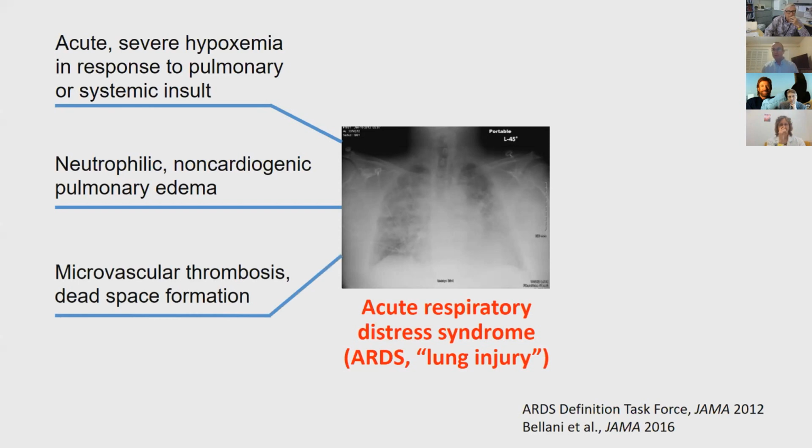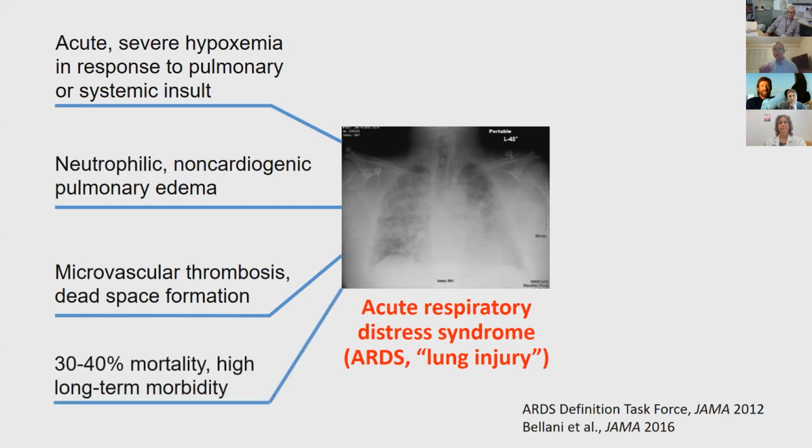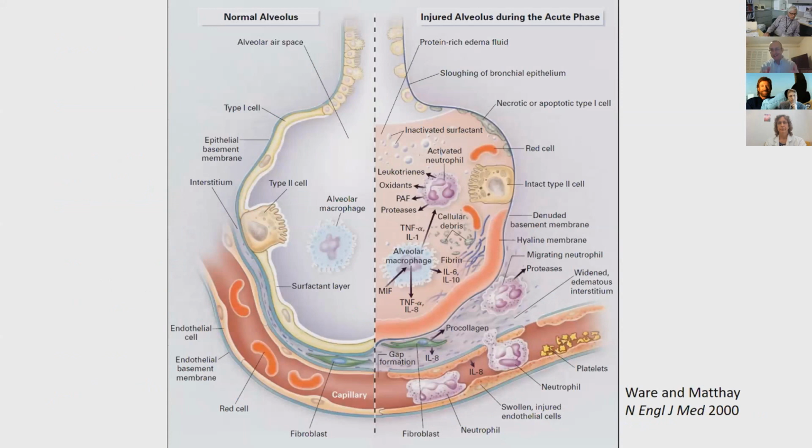Furthermore, there's known microvascular thrombosis in ARDS, and this causes dead space formation. These things all translate into a substantial mortality and morbidity of this disease, as recently quantified in the Lung Safe study published in 2016. Now, whenever anybody talks about ARDS pathophysiology, they're obliged to show this slide.